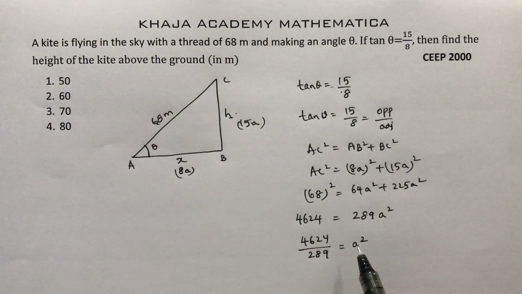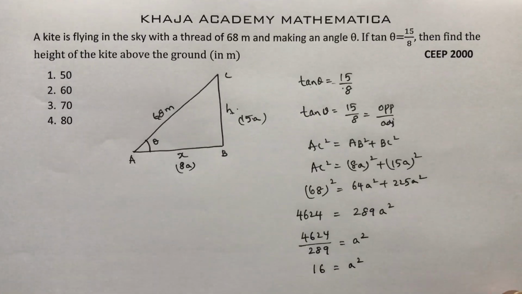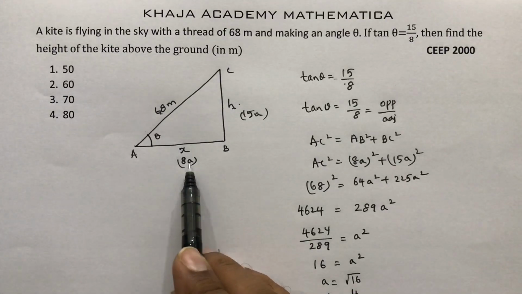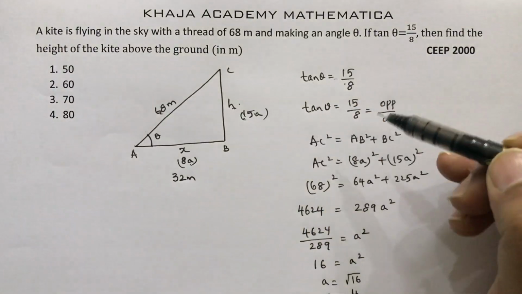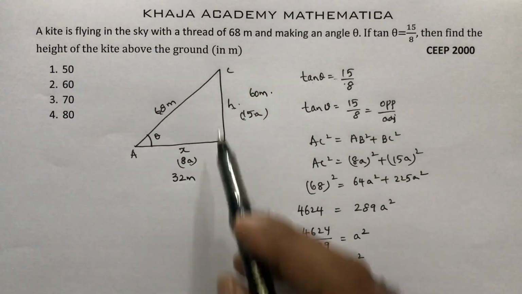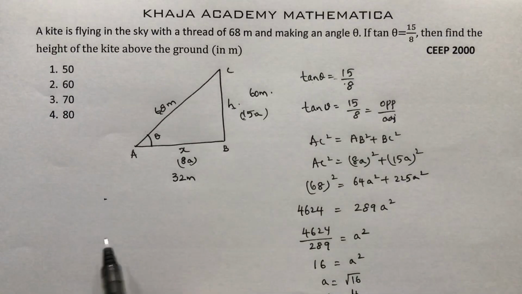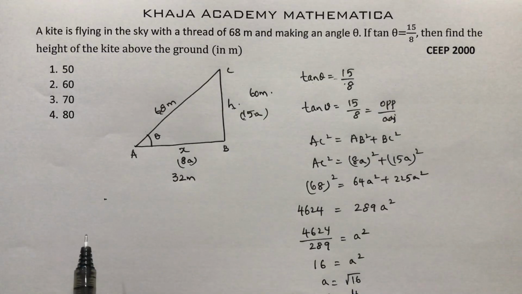If you divide this, it goes in exactly 16. So A square is 16. A value will be root 16, so A equals 4. So 8 times 4 is 32 meters, and 15 times 4 is 60 meters. So the height of the kite above the ground is 60 meters.